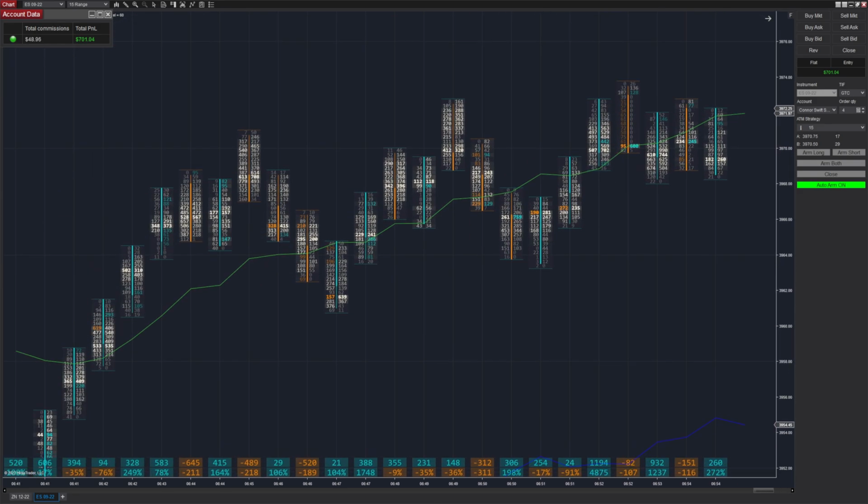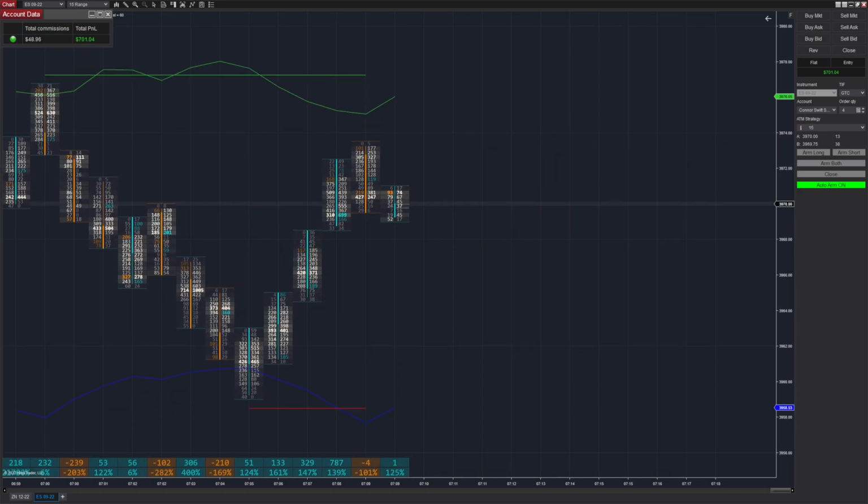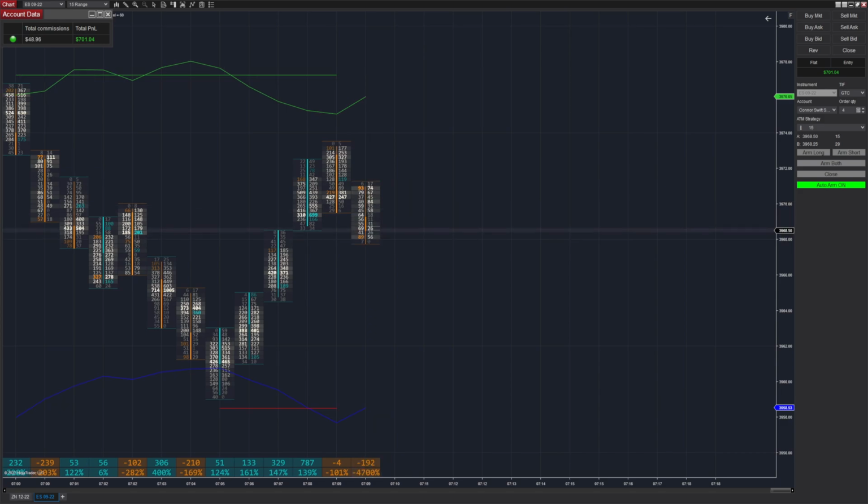Scrolling back, we saw price follow that reverse strength line almost to a T, push all the way down to the bottom reverse strength line, and then bounce off of it, making its way back up with no trade being taken during that time period.